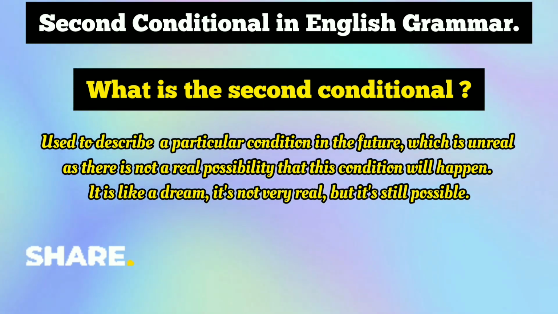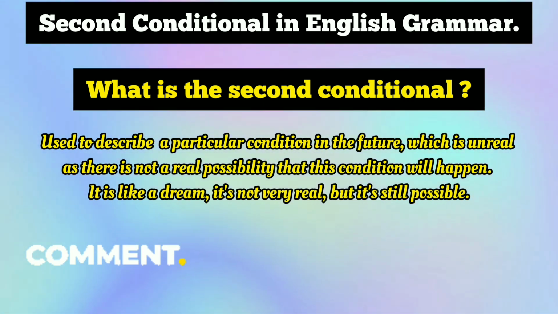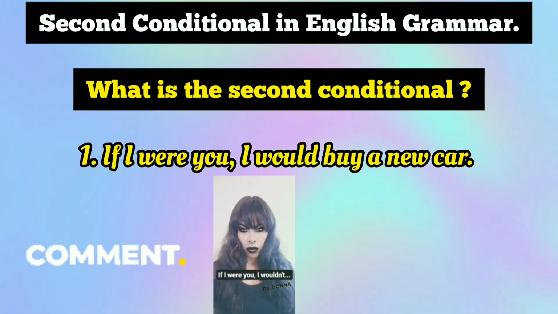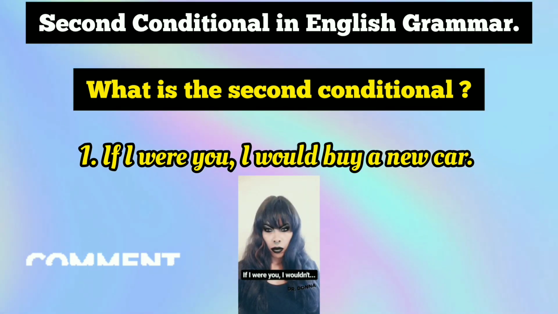So let me give you the first example. As you see on your screen, if I were you, I would buy a new car. You can understand that it is quite unreal, that I cannot be you. Just for the sake of saying, I'm using second conditional to convey my message that if I were in your position, I would buy a new car. So that's why second conditional becomes so important.